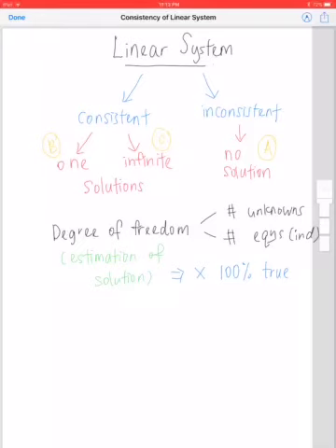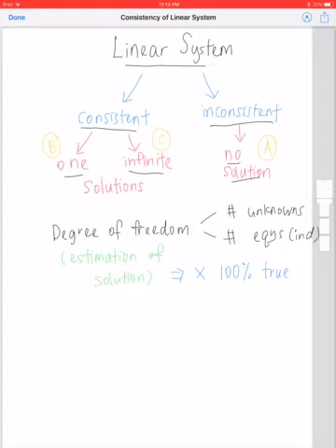In this video, we'll learn about the possible outcomes for any linear system. As I told you before, for any linear system, we have two possible outcomes, which is consistent and inconsistent. For consistent, we can further categorize it into either one solution or infinite solutions, whereas for inconsistent, we only have one: no solutions. And what does it mean by consistent and inconsistent for any linear system?